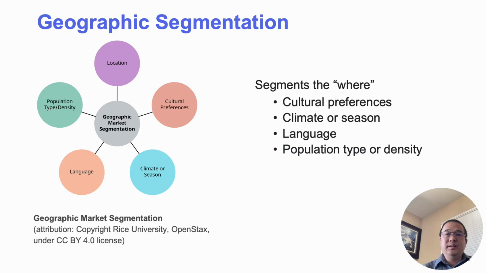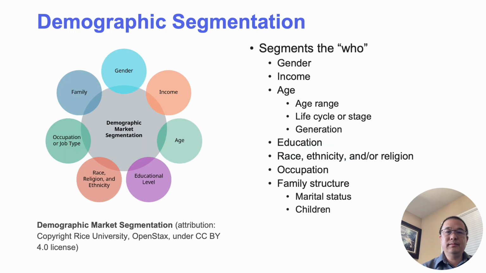Number 5, population type or density. Population density refers to whether customers live in urban areas, such as cities, suburban areas, or rural areas, and different populations often have different needs. As an example, urban customers may prefer public transportation and compact products, while rural customers may need trucks or farming equipment.